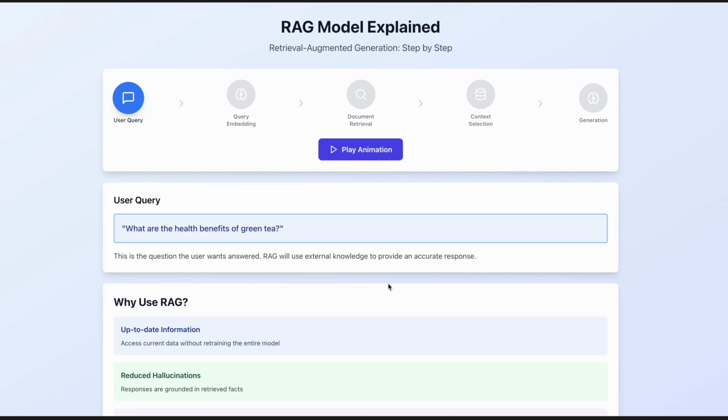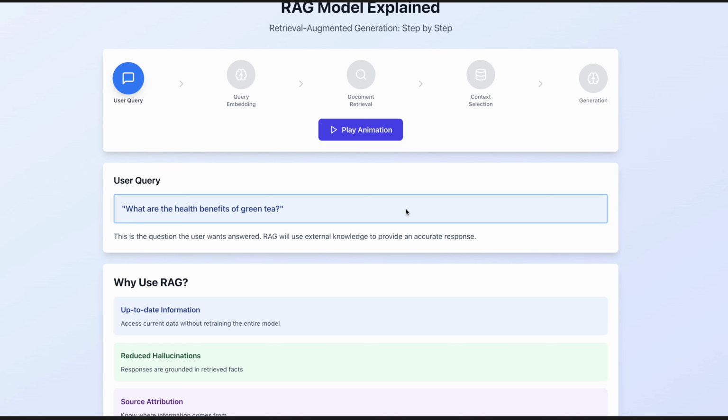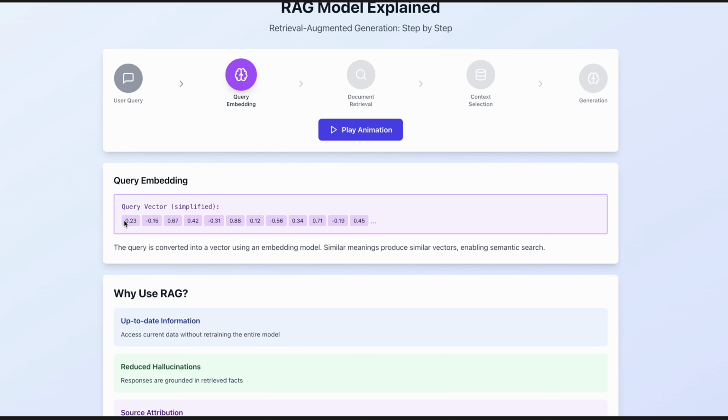So how it basically works is, when you feed the question, like what are the health benefits of green tea. This is the question that we feed to a RAG model. Just think about it. After you feed the question, it converts that into vectors using any embedding model that we know. We can use anything. It converts that into a numerical format in order to find the similarity.